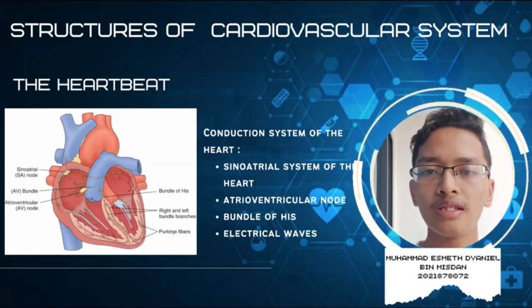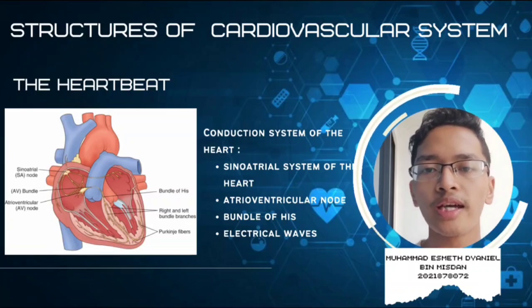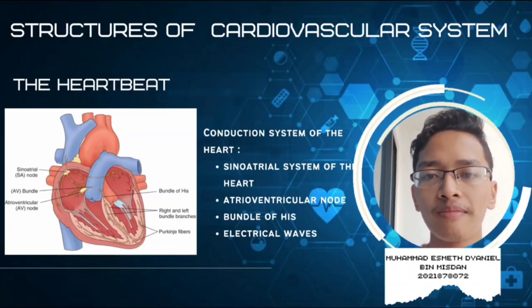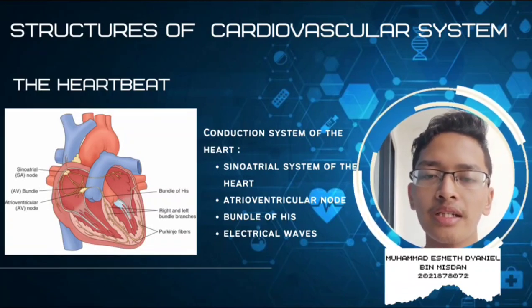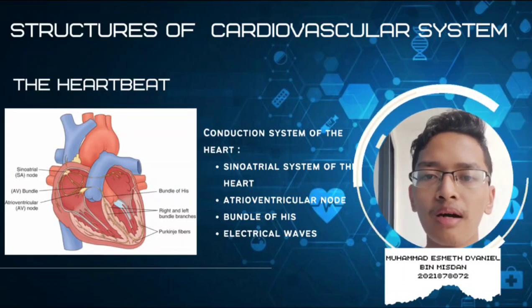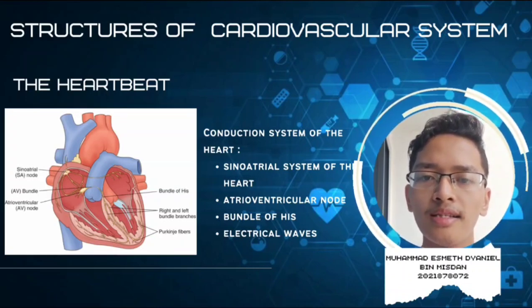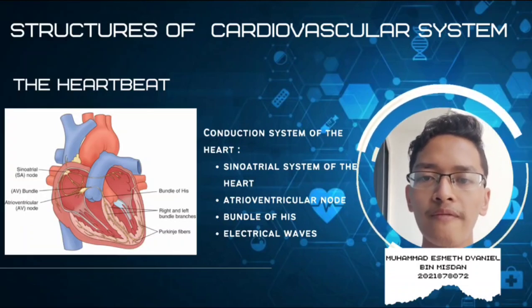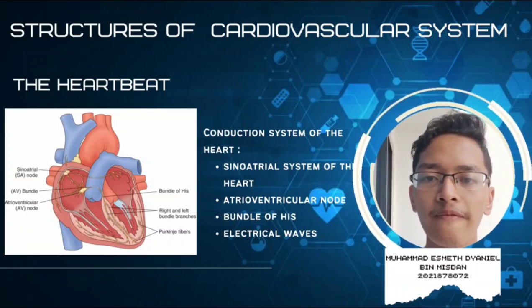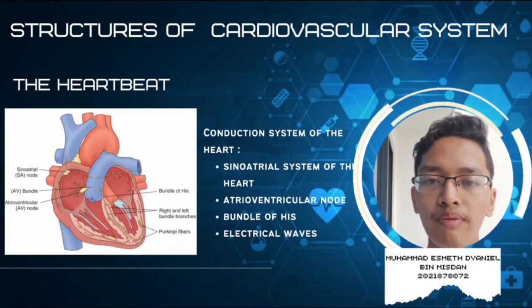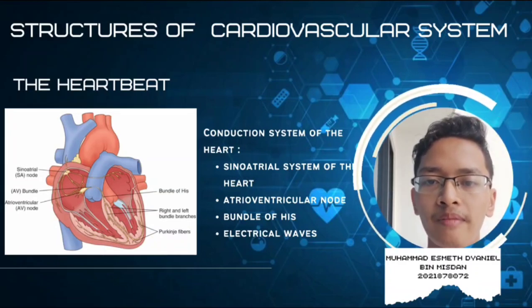The bundle of His is a group of fibers located within the interventricular septum. These fibers carry an electrical impulse to ensure the sequence of the heart contraction. This electrical impulse will travel onwards to the right and left ventricles and the Purkinje fibers.